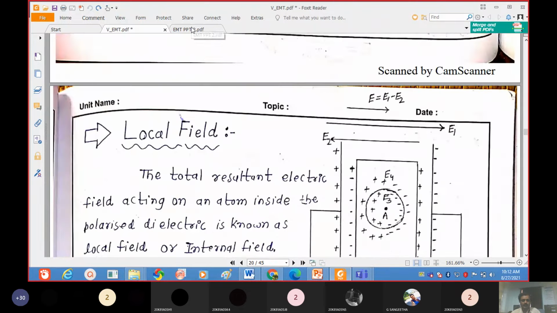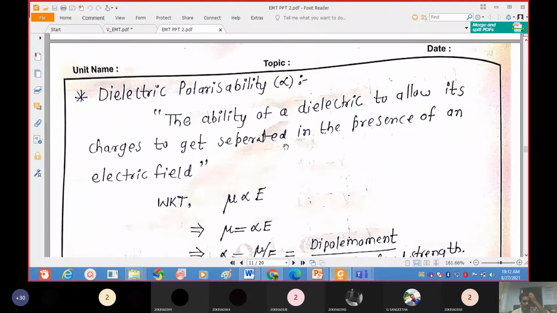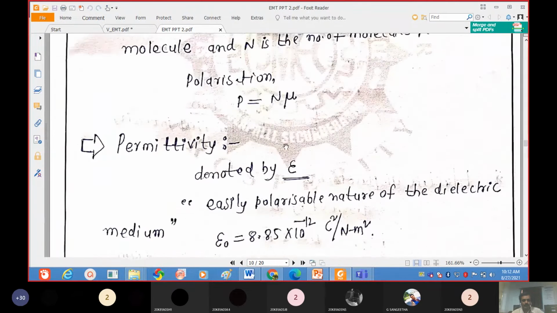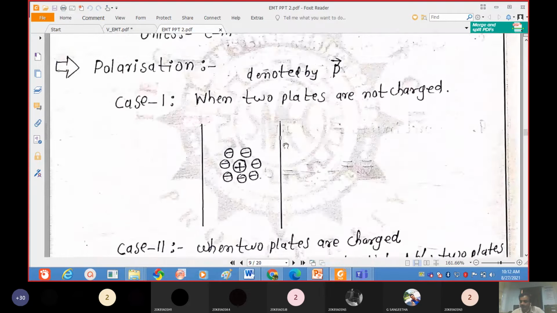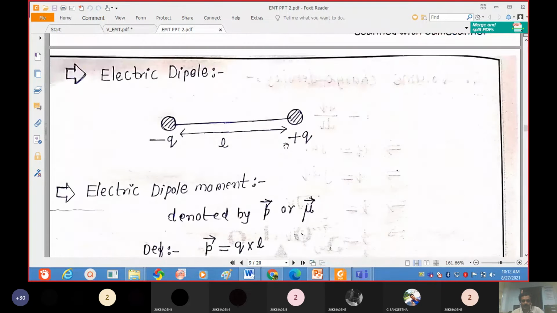We'll discuss dielectric and magnetic materials here. First of all, we are going to the basic definitions of dielectric materials. What is a dielectric material? Before going to the dielectric material, what is polarization? We have to know that, then only we can define the dielectric.